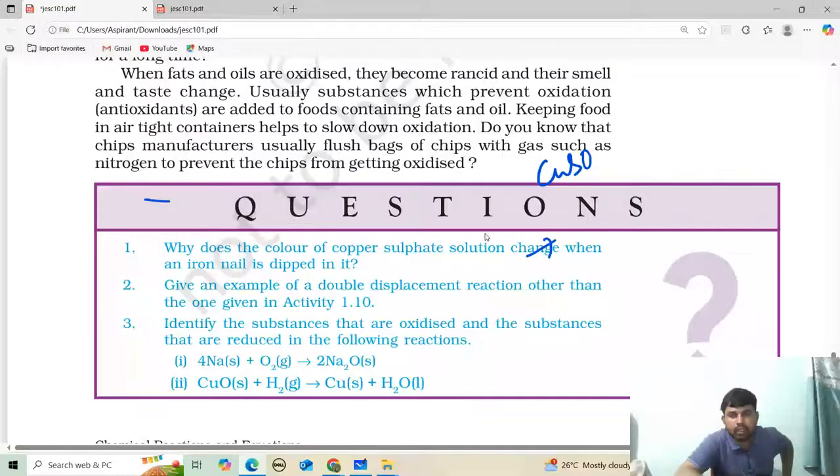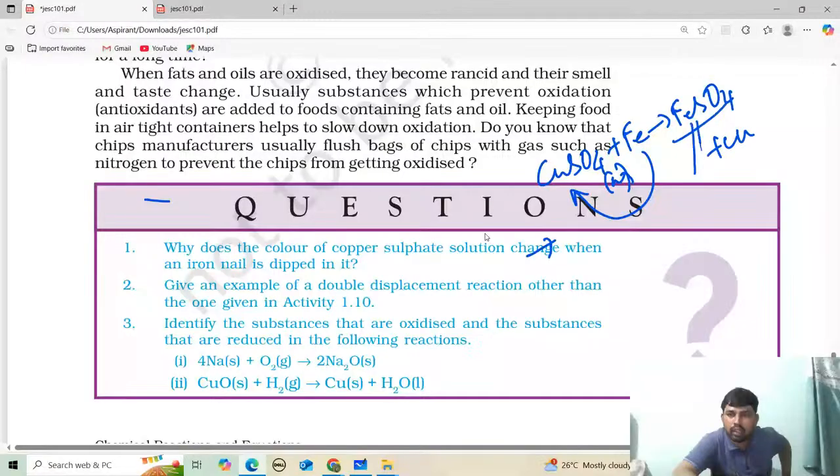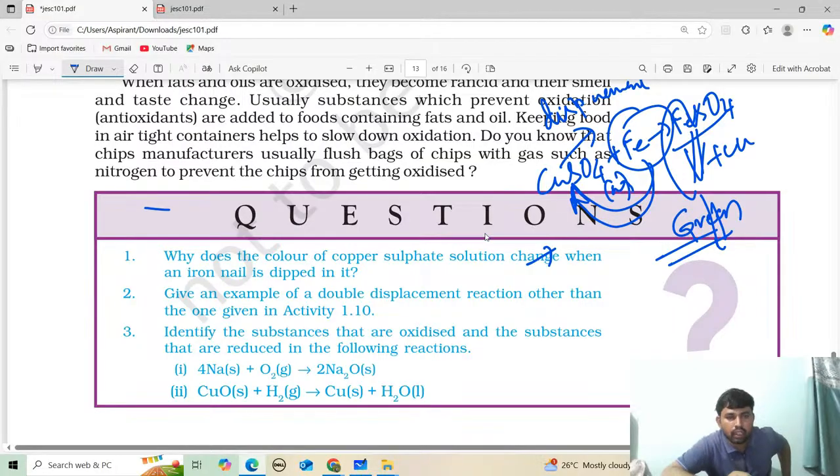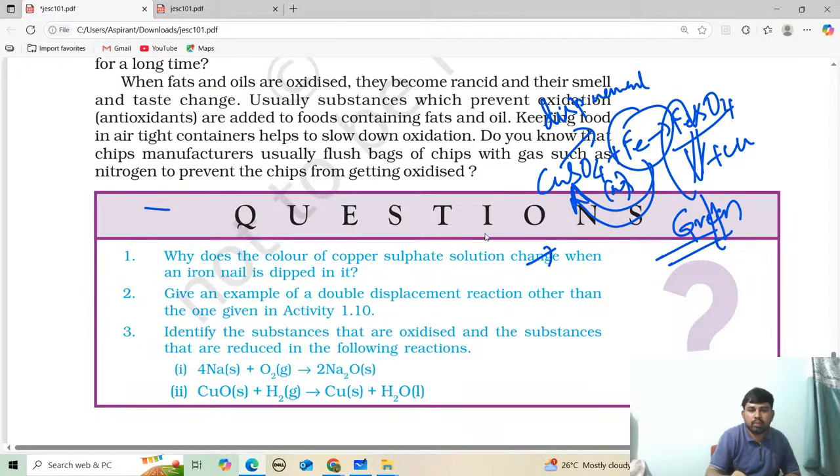An aqueous solution of copper sulfate, and we added an iron nail. Iron is more reactive than copper, so iron sulfate plus copper is formed. What is the color of FeSO4, sir? Green color. So it indicates the formation of FeSO4. That's why the color changes. What kind of reaction is this, sir? A more reactive metal displacing a less reactive metal. It is called a displacement reaction.